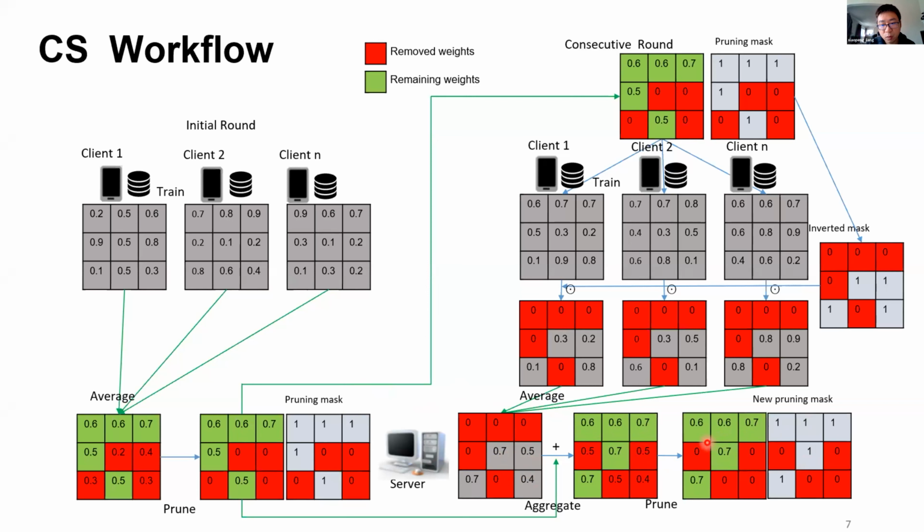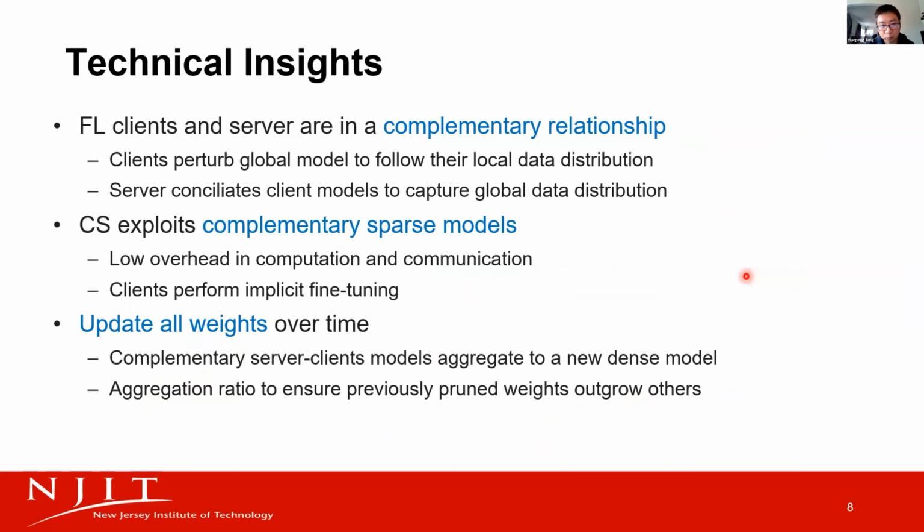So in this way, every round we have a different set of weights to be updated, and this communication process uses sparse models bidirectionally between the clients and the server, and also the computation on the clients is very little. Just apply the inverted mask on the dense model. So in the next two slides here, I will show you some technical insights, and the next slide will be some analysis of this process.